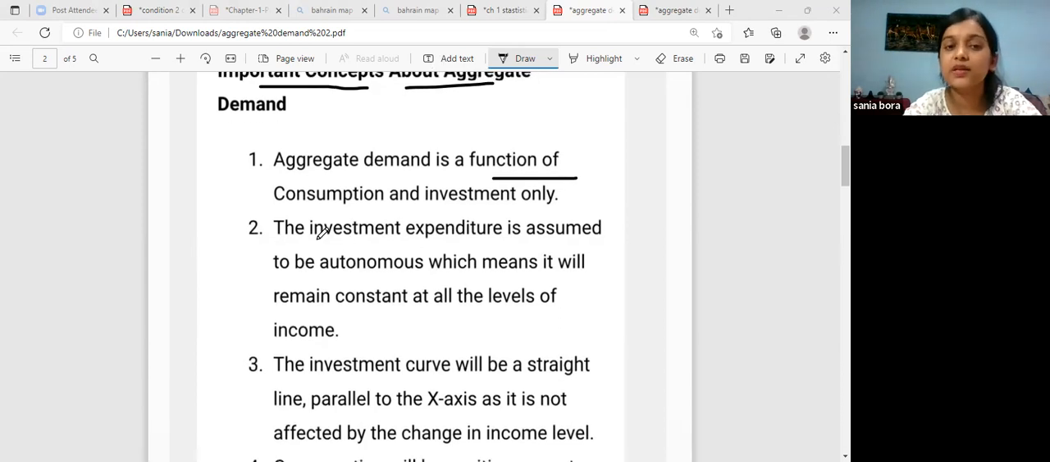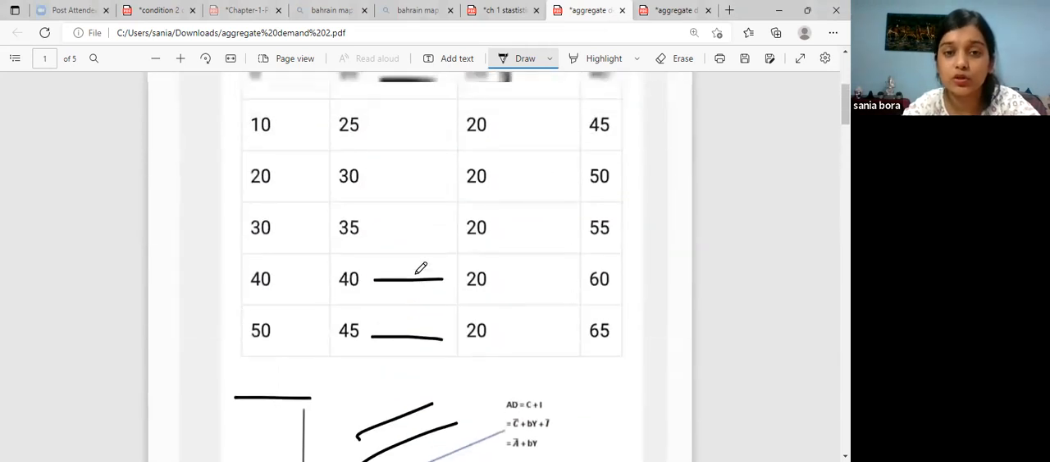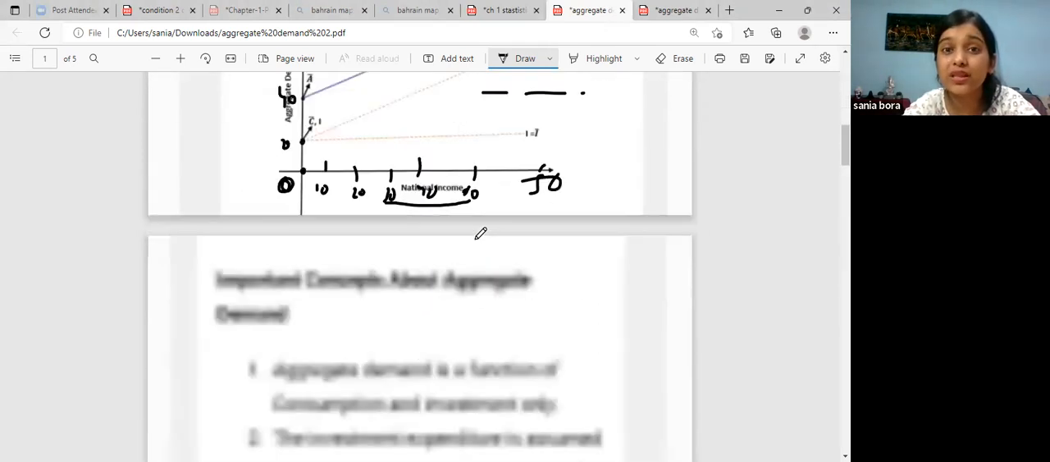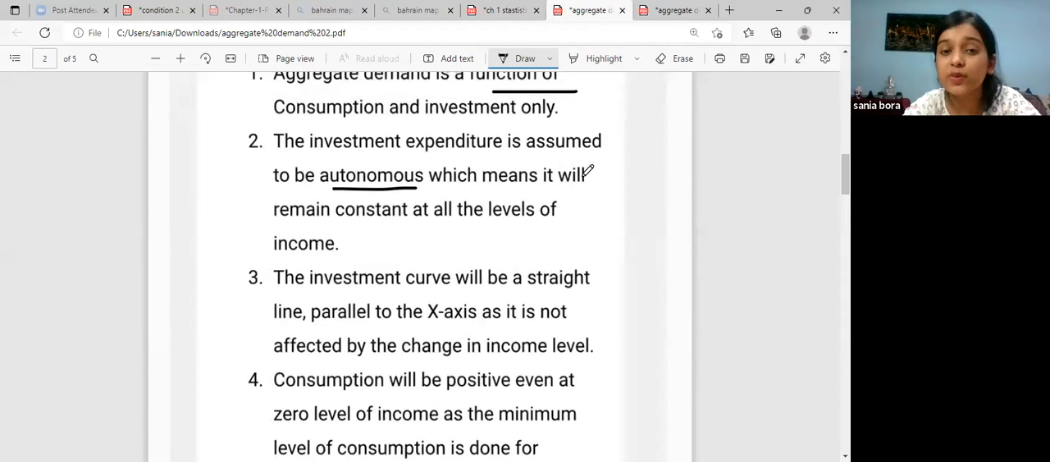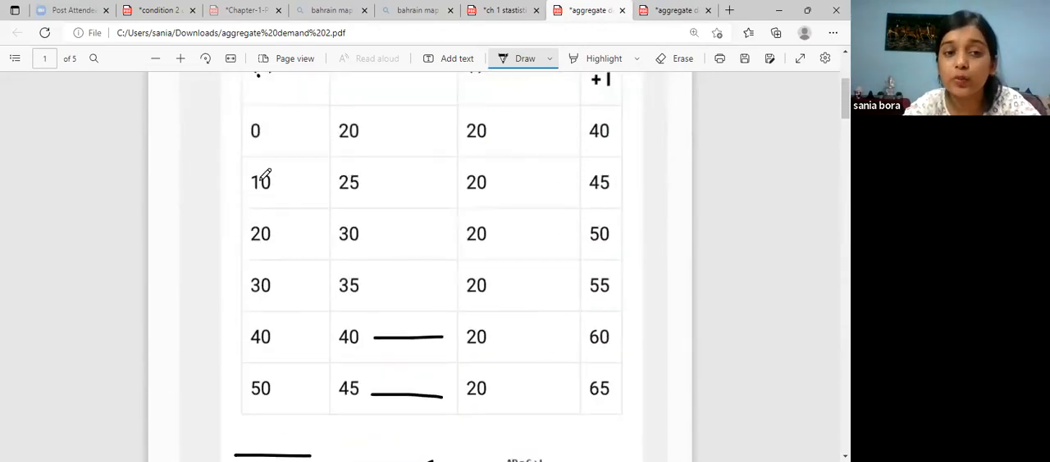Okay. Second, investment expenditure is assumed to be autonomous, as I told you. So you are assuming that investment expenditure is autonomous, which means it will remain constant at all levels of income. Whether your income is 10 rupees, 20 rupees, 30 rupees, or 40 rupees, it will remain the same throughout. Clear? Second point.